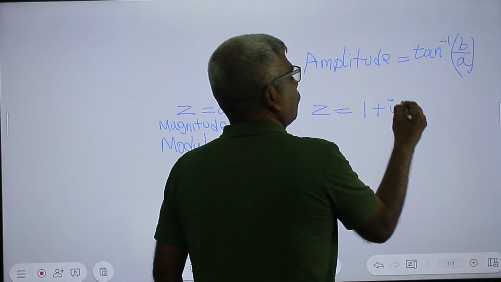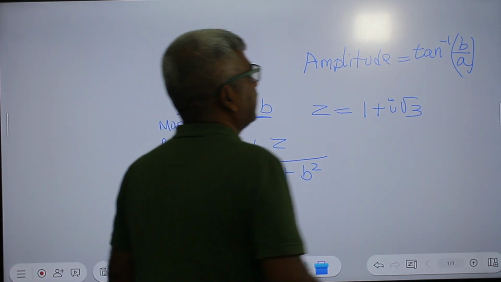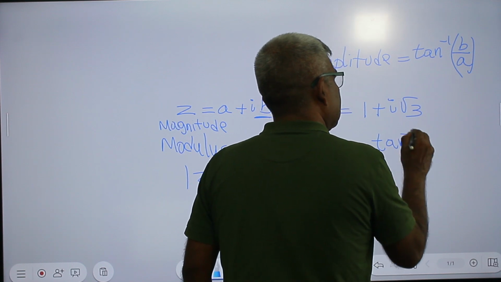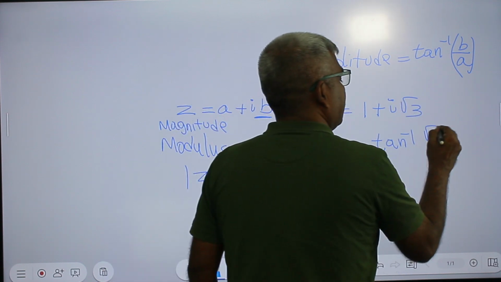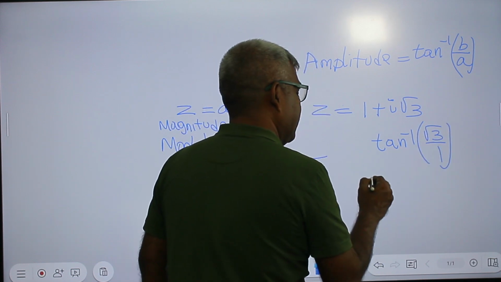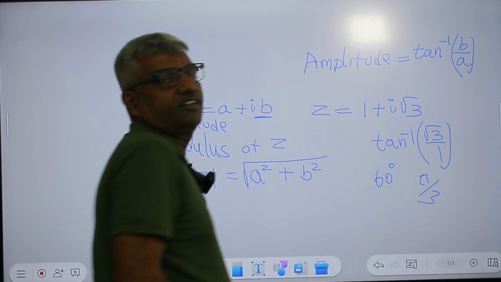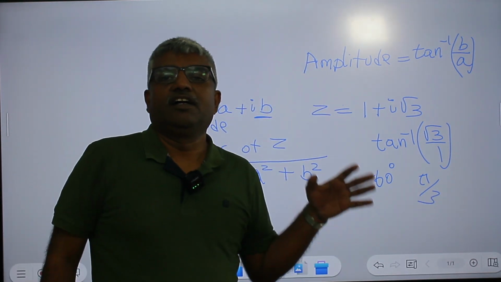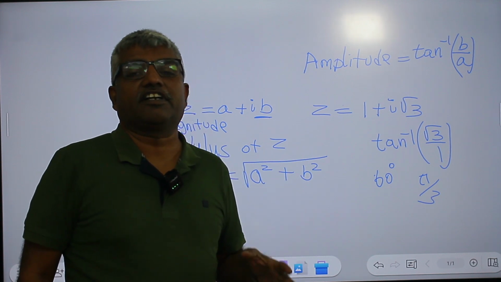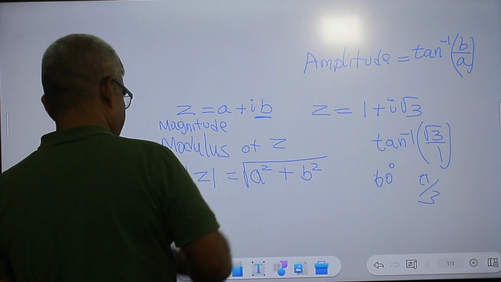1 plus i root 3. What is amplitude of Z? Tan inverse, here what is b? Root 3. What is a? 1. Tan inverse of root 3 by 1 is what? 60 degree or pi by 3. Okay. Familiarization of trigonometry values is also very important in complex numbers. Okay, let us see.